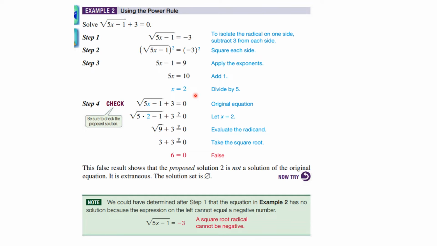But when we check it, if we substitute 2 into the left-hand side, which was the square root of 5x minus 1 plus 3, we get 6. But the other side was 0. 6 doesn't equal 0, so that is false. There is no solution. The proposed solution 2 is not a solution of the original equation. It's extraneous, and there is no solution. And by the way, I note that I could have determined this immediately because I'm showing the principal square root is equal to negative 3, and I knew there was no solution even there.